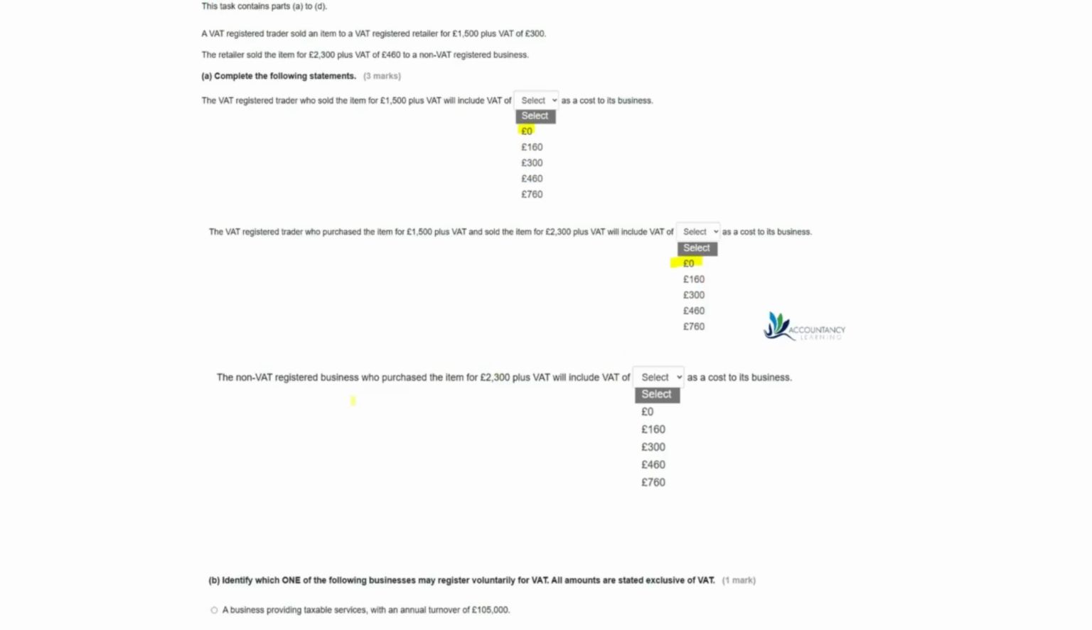And then the non-VAT registered business who purchased the item for $2,300 plus VAT will include VAT of. Now this time they can't reclaim it because they are non-VAT registered. So we were told at the top it's 460. So that 460 will sit in their accounts as a cost to the business.